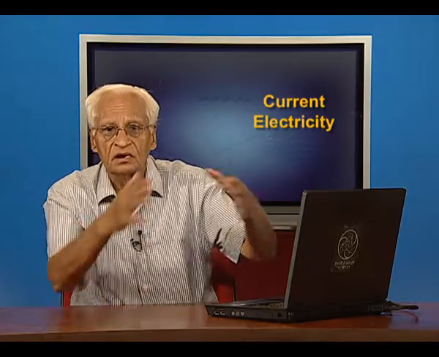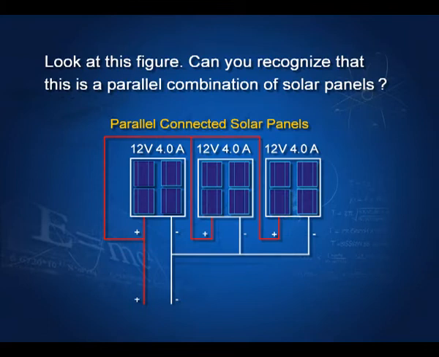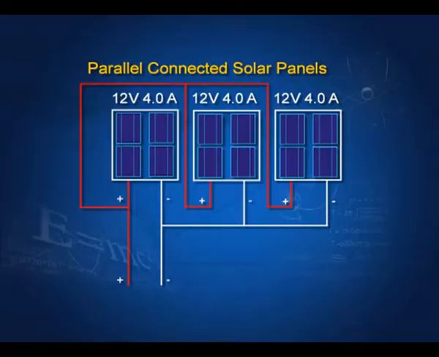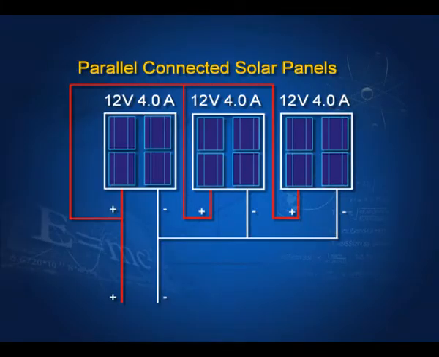You must have seen solar panels at various places. Here I have chosen 3 solar panels, and they are connected in a certain manner. I want you to recognize the way in which they are connected. Can you recognize that they are connected in parallel? If not, then notice this: plus of this panel goes to the plus of this panel, also goes to the plus of this. So all 3 positive terminals are connected at one place, all 3 negative terminals are connected at one place. Therefore, these panels are in parallel.